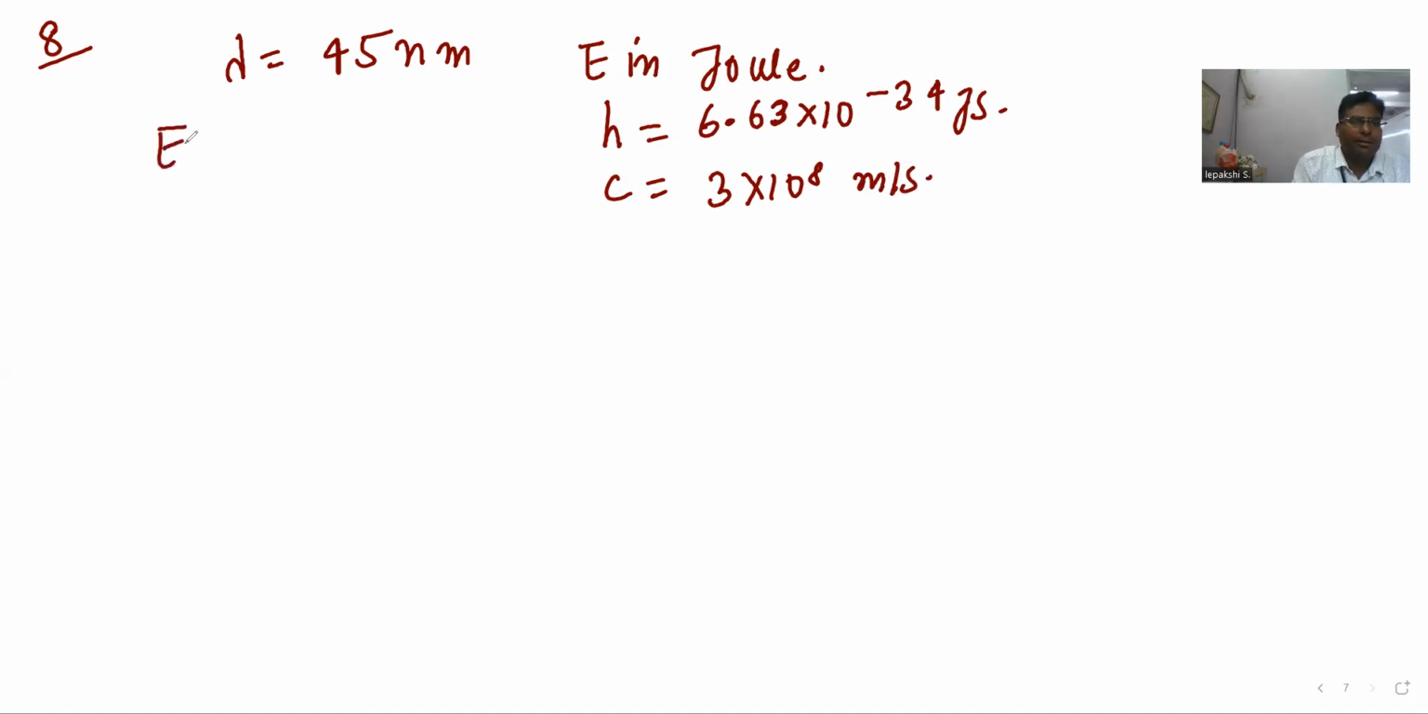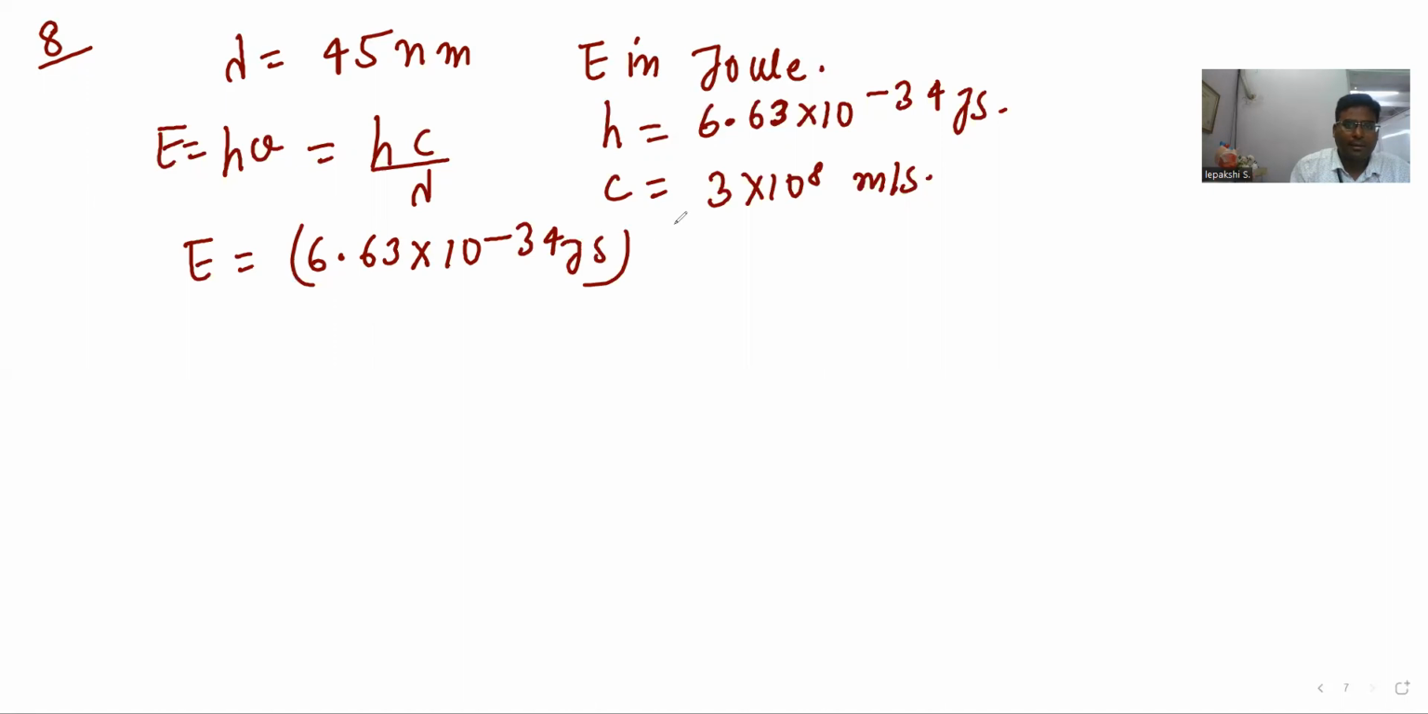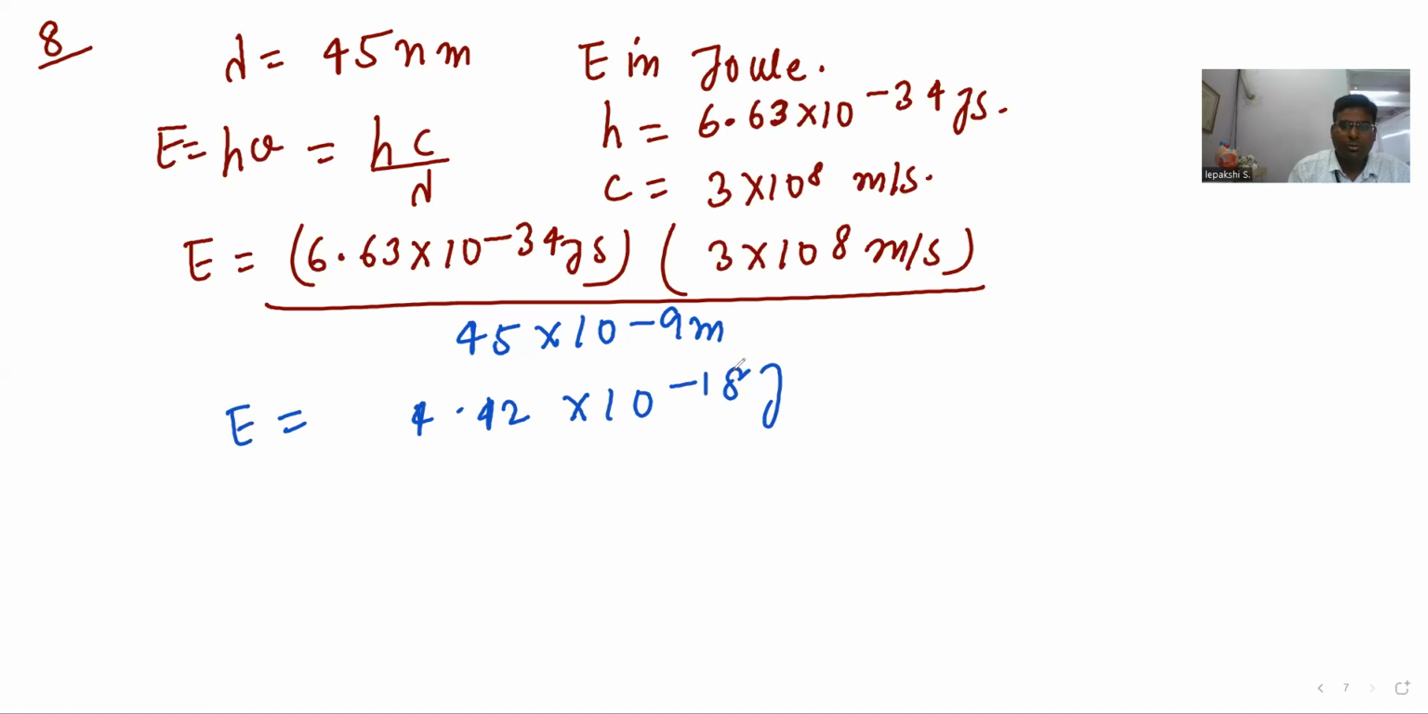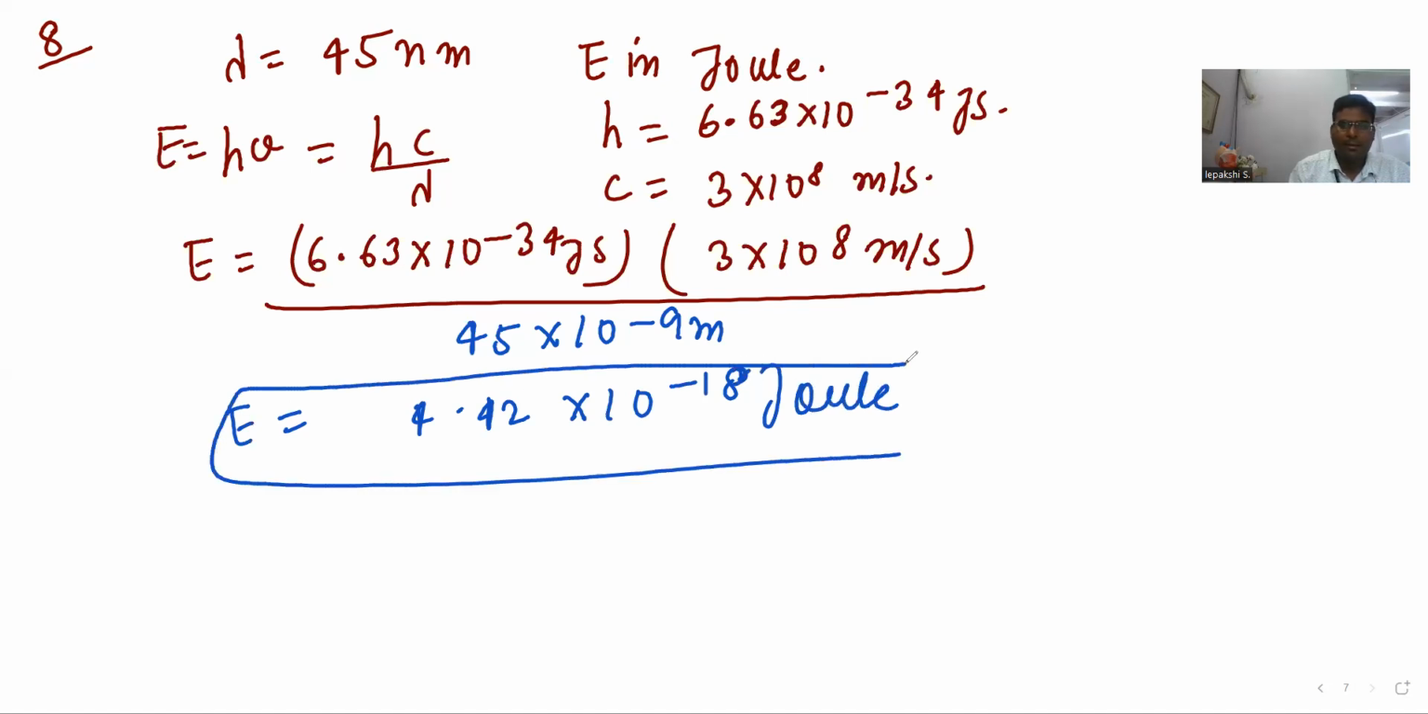For this, we will use the formula E equal to h nu. Nu is frequency, so nu is equal to c by lambda. So energy is equal to h, which we know is 6.63 into 10 raised to minus 34 joule second, into speed of light 3 into 10 raised to 8 meter per second, divided by wavelength, that is 45 nano, meaning 10 raised to minus 9 meter. When you calculate, you will get 4.42 into 10 raised to minus 18 joule. So this is the value of energy. It was asked in 2014 in AIPMT.